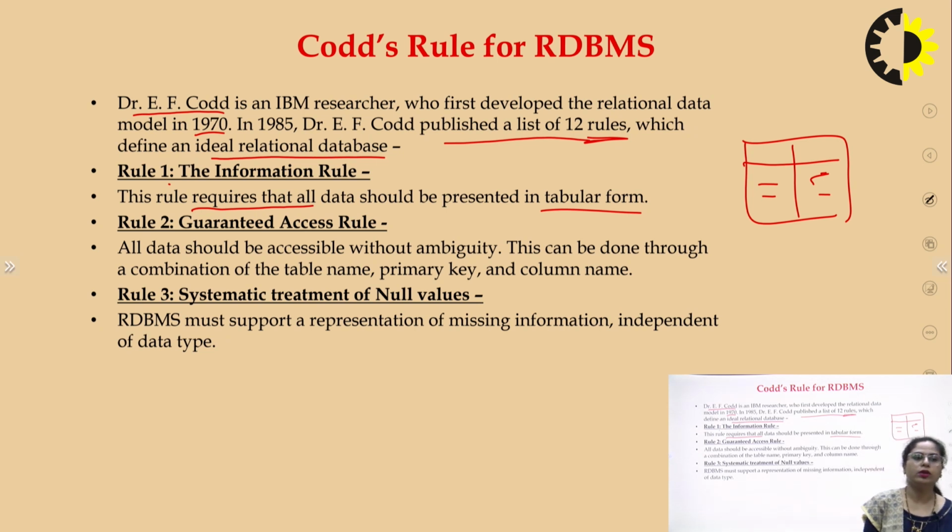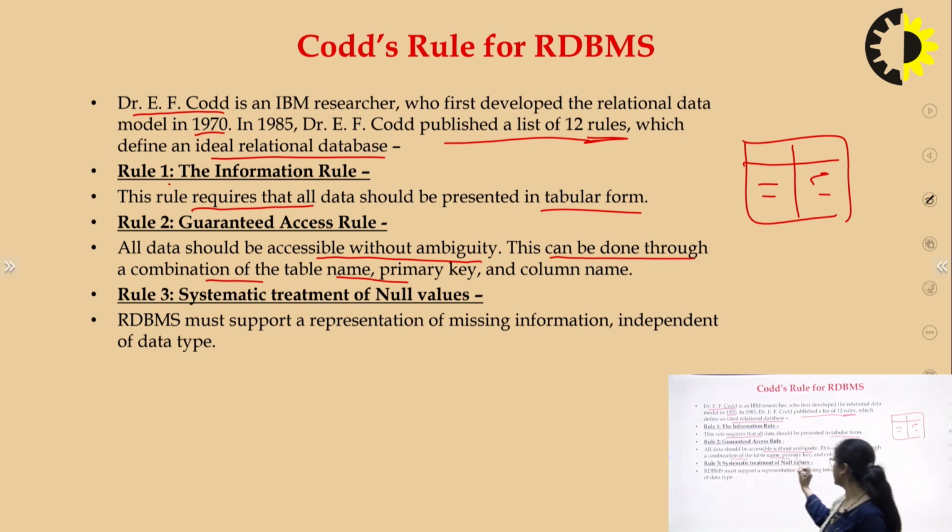The second rule is the guaranteed access rule. All data should be accessible without ambiguity. This can be done through the combination of table name, primary key and column name. All the data which we use in the tabular format should be accessible, and that data will be accessible by the table name, primary key and the column name.